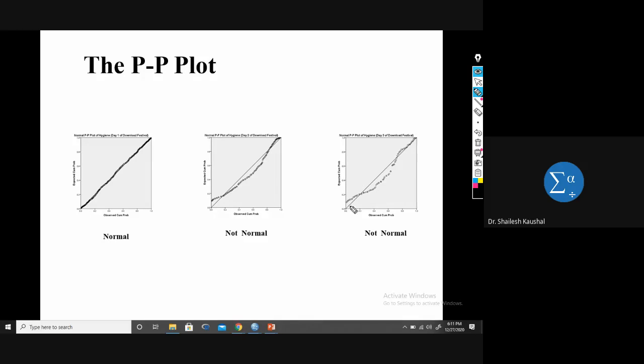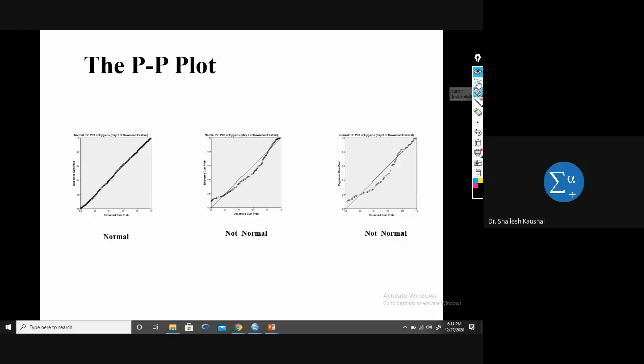And day 3 data you can see here. Again, it deviates from this principal diagonal and takes the shape of a curve like this. So all the observations should lie on this particular line. Then we can say data is normal. But in the day 2 and day 3 data, it is not normal because the observations deviate from this line.